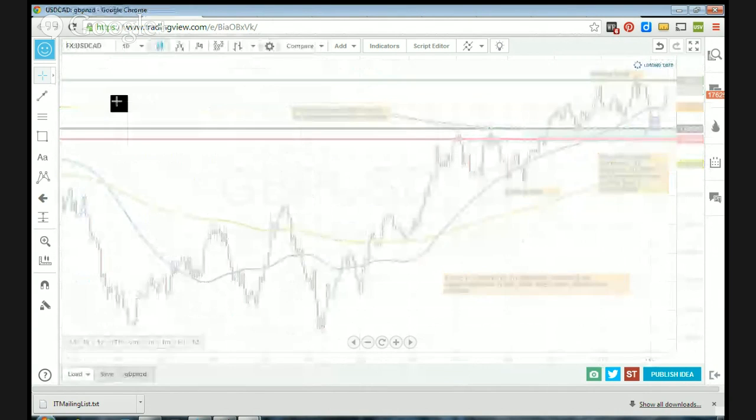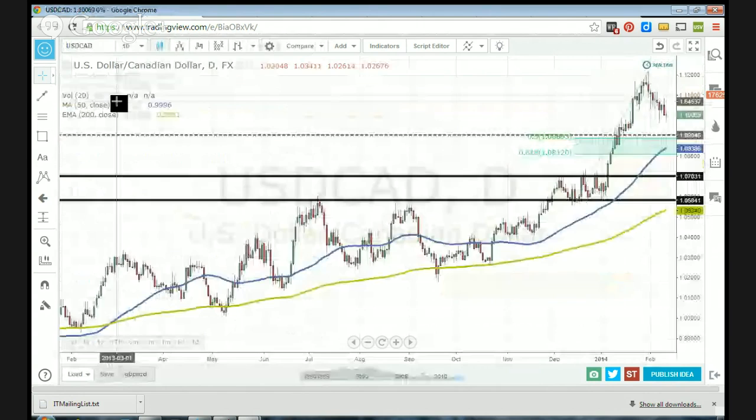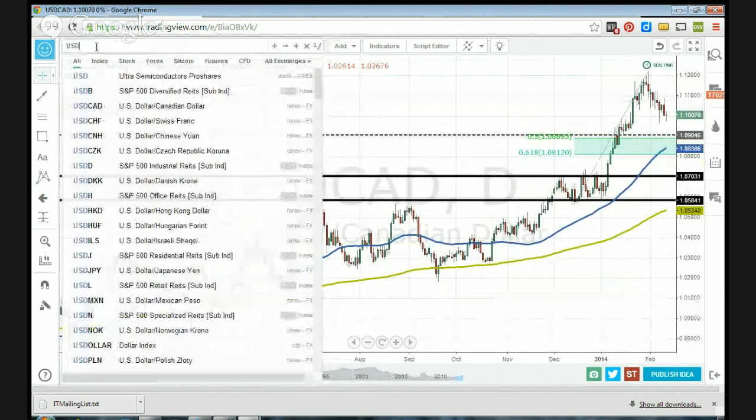dollar Canada. Okay, still waiting. Yeah, I'm going to wait for it to fall to that black line at least. Dollar yen.